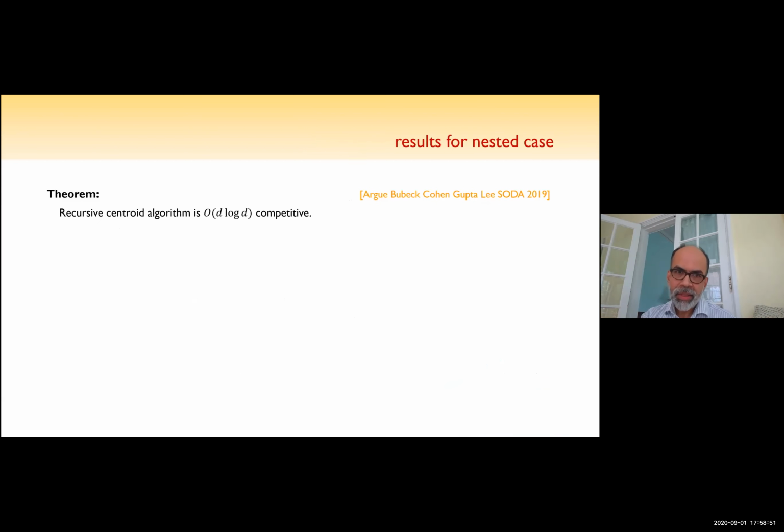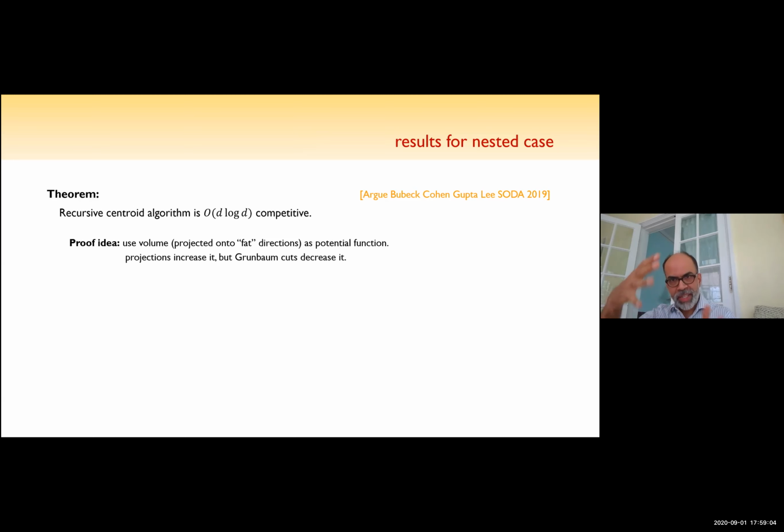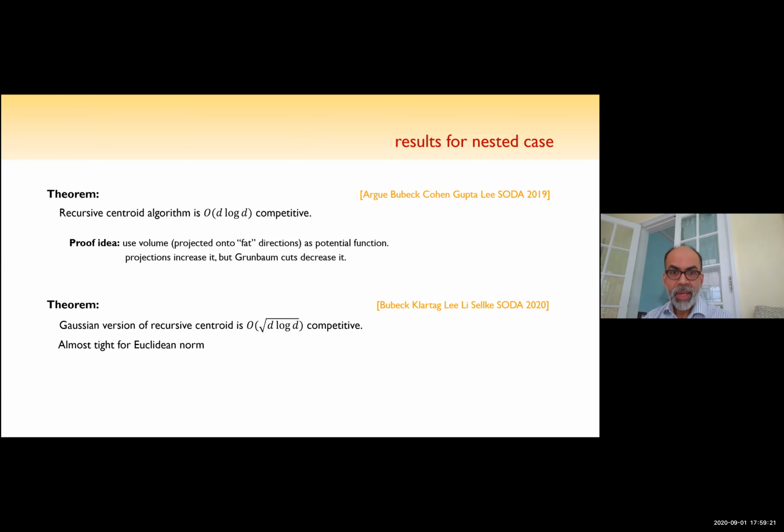And this theorem just said, the recursive centroid algorithm is d log d competitive. It's a simple proof. There's a potential function, you use the volume. Projecting from 3 dimensions to 2 dimensions actually increases the volume. But these cuts are decreasing it, and you play this delicate game. That's how you do it.